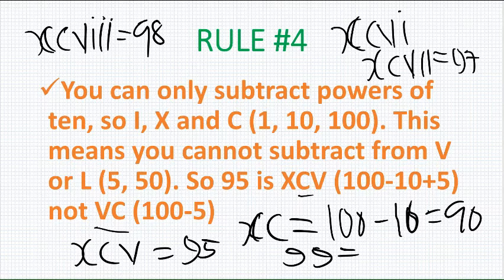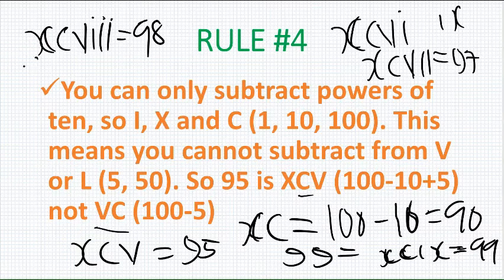What will 99 be? 9 is IX. So we're going to have XCIX, right? XCIX. So which is simply saying 90 and 9, which is 99. And C is equal to 100. That's all. And you're good to go with your Roman numerals.